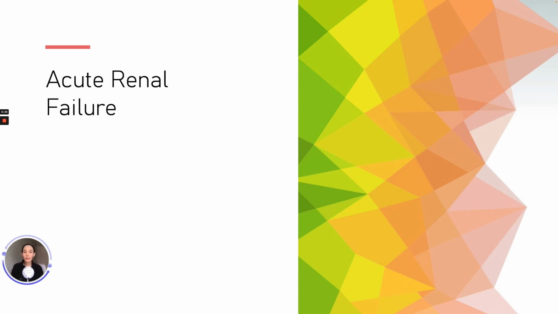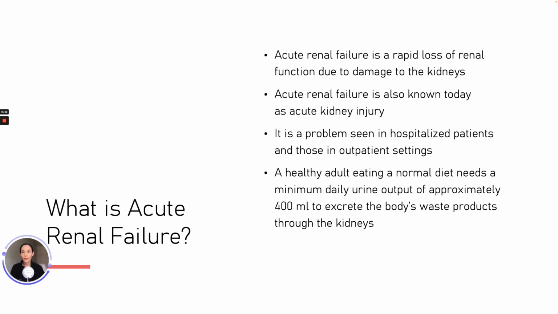So, acute renal failure. It's a rapid loss of renal function due to damage of the kidneys. It's also known as acute kidney injury. It can be seen in hospitalized patients as well as outpatient settings, and normal adults need to excrete 400 milliliters of urine daily to remove wastes through the kidneys.